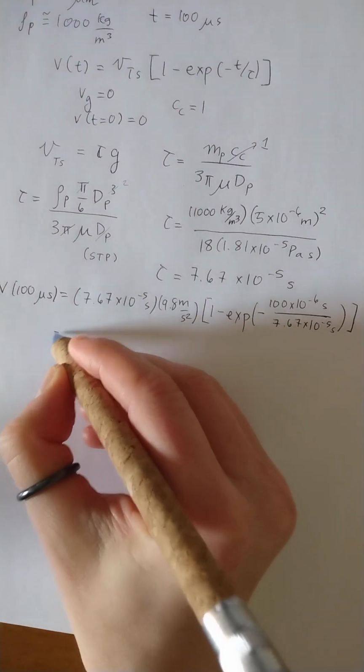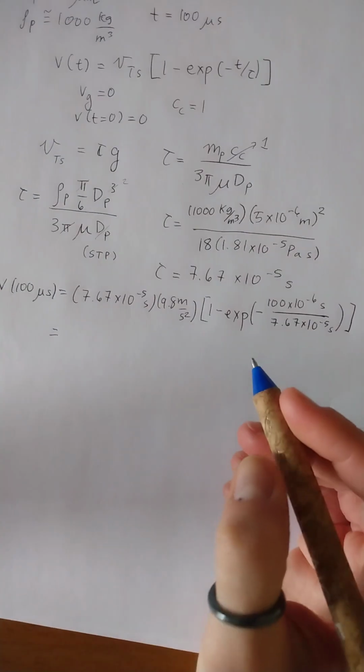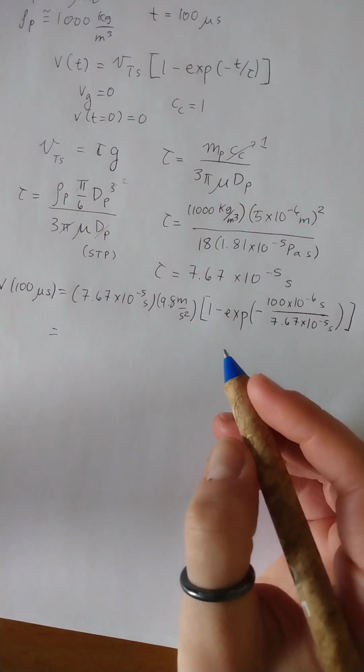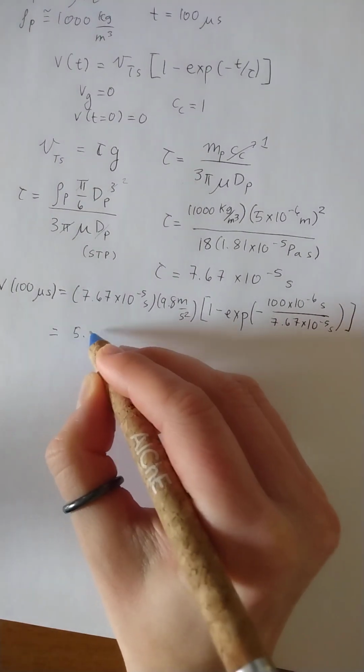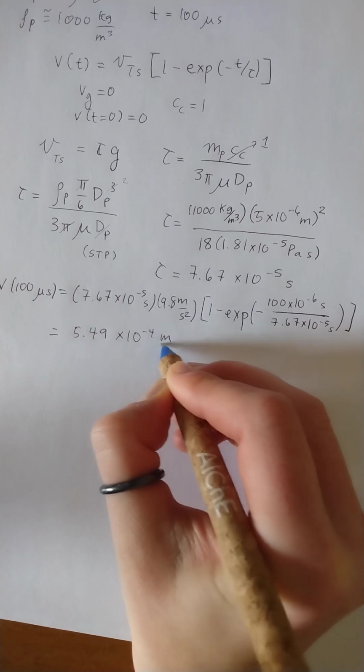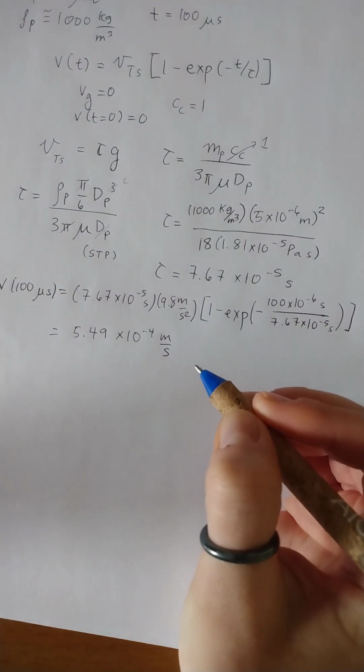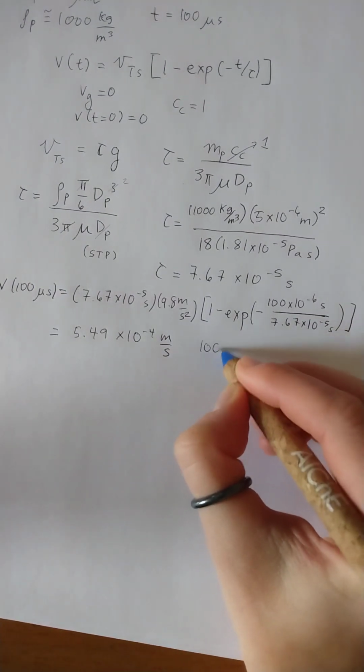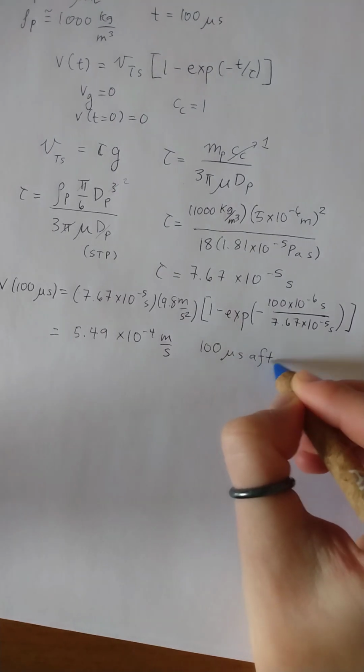And now if we plug in all of those values, we should come up with a velocity of about 5.49 times 10 to the minus 4 meters per second. This is 100 microseconds after release.